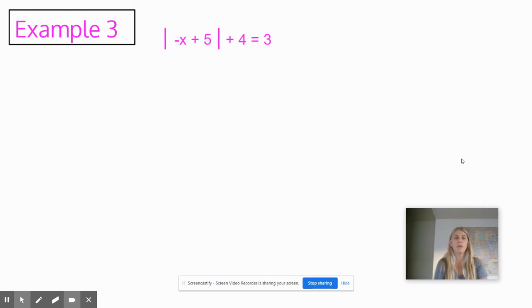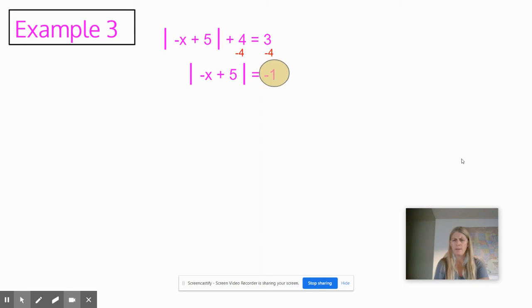Here's our third example. Negative x plus 5, the absolute value, plus 4 is equal to 3. So we're going to isolate the absolute value. We're going to subtract 4 from both sides. And we have the absolute value of negative x plus 5 is equal to negative 1.